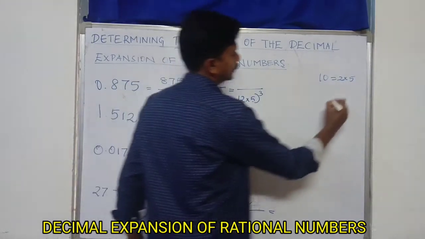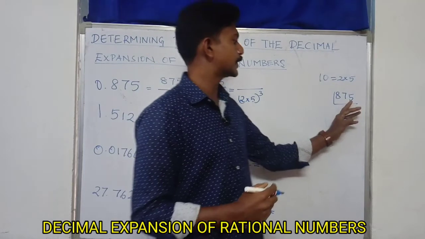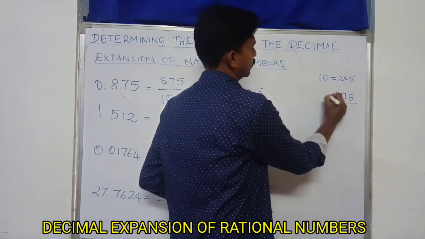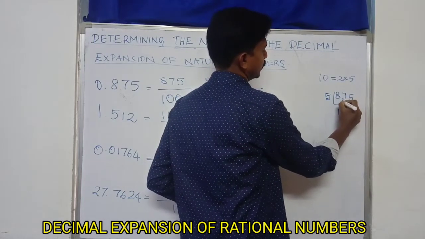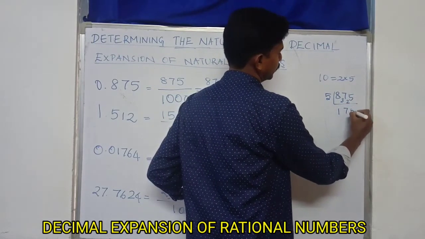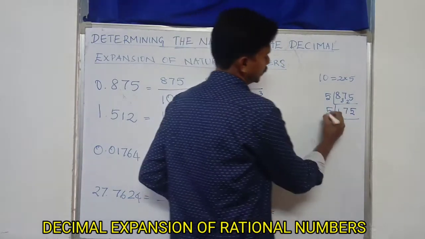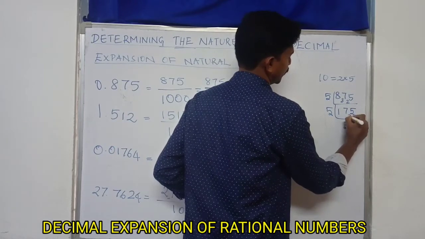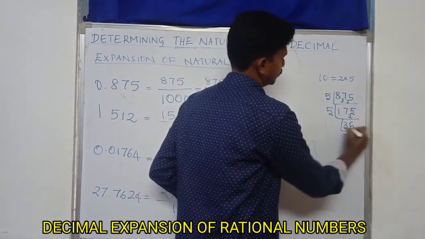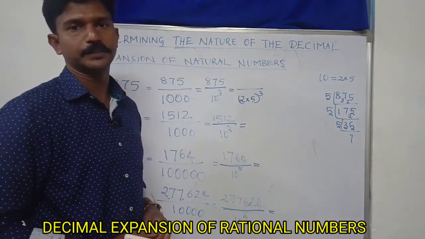In the numerator, 875, we can divide by 5 because it ends with 5. We select 5 once; the remaining is 175. 5 times 3 are 15, remainder 2, 25, 5 fives are 25. Again we select 5, leaving 35. Again we can select 5, and 5 sevens are 35.